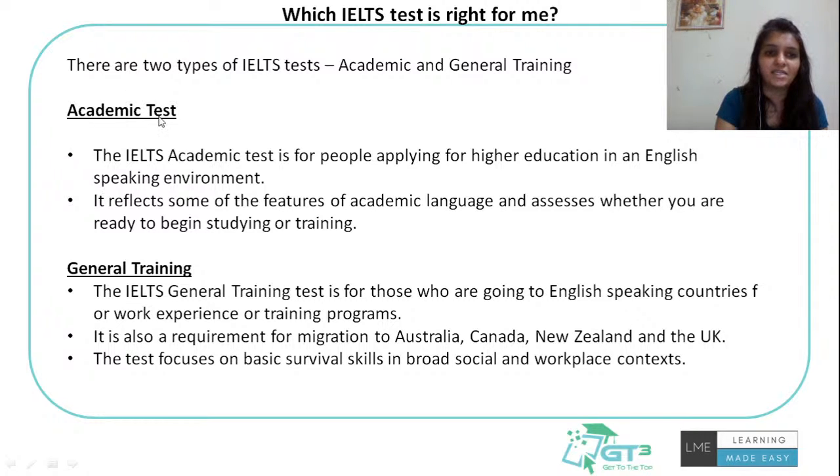So the academic test is accepted over there. However, if you're only going for a job purpose or for permanent residency, then they always accept General Training, and they see whether you are able to survive in the social as well as the workplace context, and whether you are able to communicate via letters to your colleagues or clients, and are you able to write properly, read properly, and communicate properly. So this is the difference between academic and general.